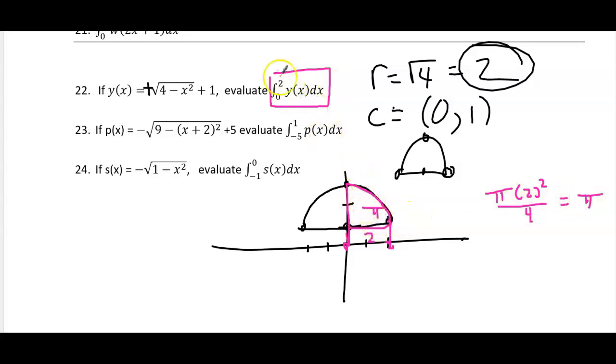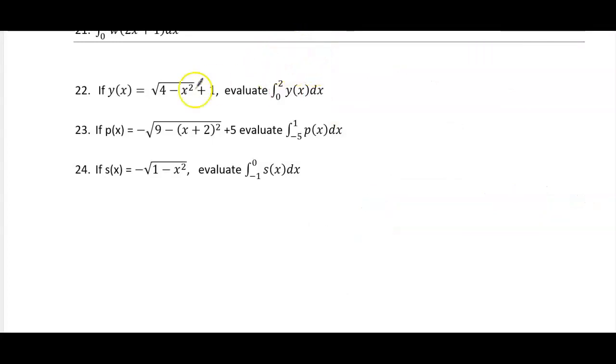So the answer to this equation will be pi plus 4. I'm sorry, pi plus 2. There you go. Let's go ahead and take a look at number 23. In this case, my radius is 3, the square root of 9. My center is -2 for the h value and +5 for the k value.